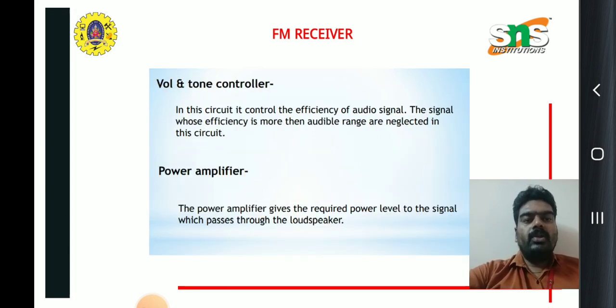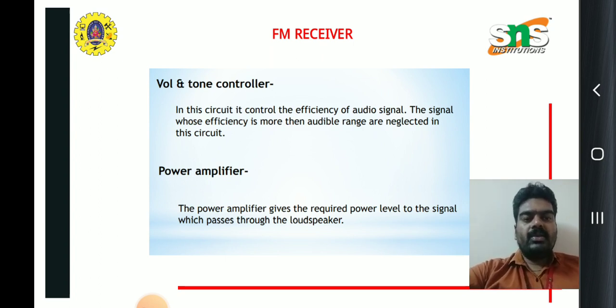And the volume and tone controller. In this circuit, it controls the efficiency of the audio signal. The signal whose frequency is more than the audible range is neglected in the circuit. So it will control the audio range.